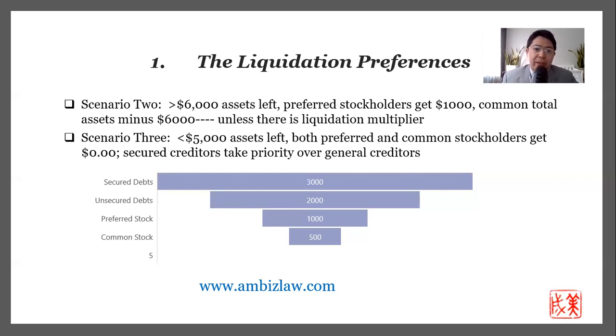And scenario 3 is that you have less than $5,000 left. So both preferred stockholders and common stockholders will have nothing. And whatever is left first goes to the secured lender, and then after that goes to the general creditors.